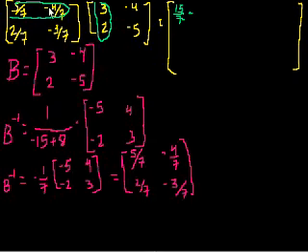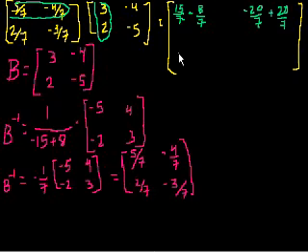5 times 3 is 15/7. Minus 4, oh yeah, right. 4 times 2 is 8, so minus 8/7. Now we're going to multiply this row times this column. So 5 times minus 4 is minus 20/7, plus minus 4/7 times minus 5, that is plus 20/7.